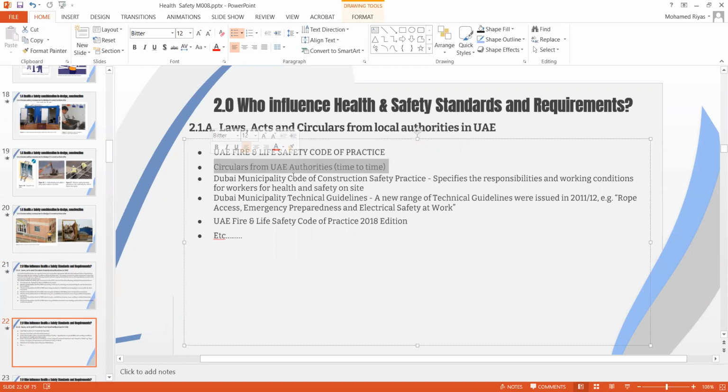And from time to time, there are circulars from UAE authorities to be followed by the construction industry. And the Dubai Municipality Code of Construction Practice specifies the responsibility, working conditions for workers, and safety on site. Then we have the Dubai Municipality Technical Guidelines. They discuss in detail rope access, emergency preparation, and electricity safety at work. There are many more which influence health and safety in construction-related projects.